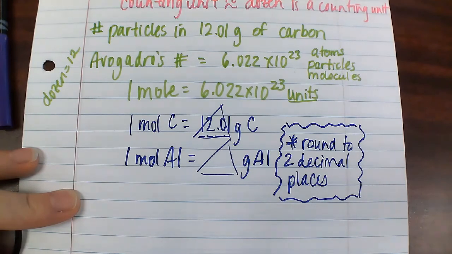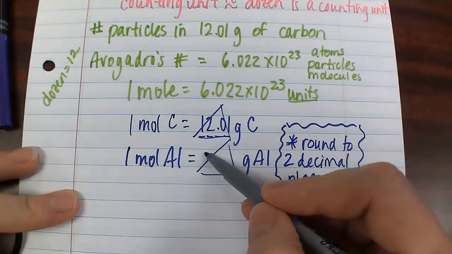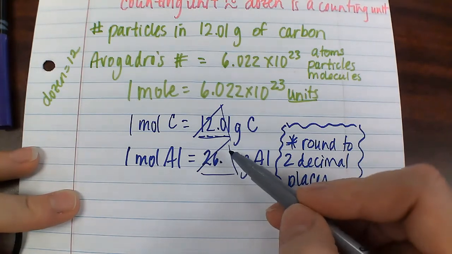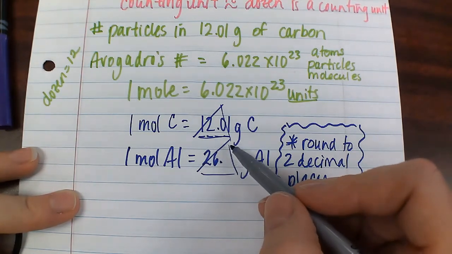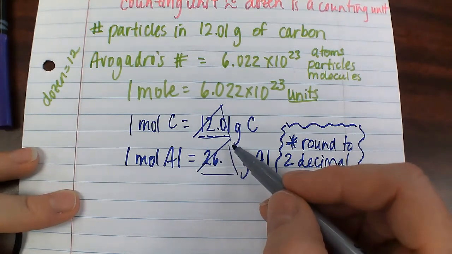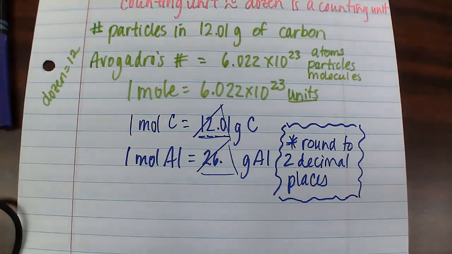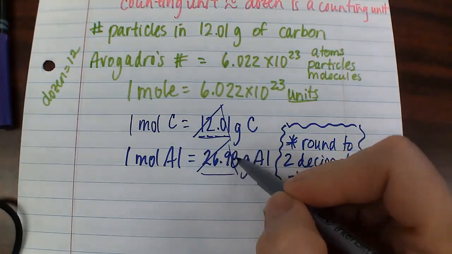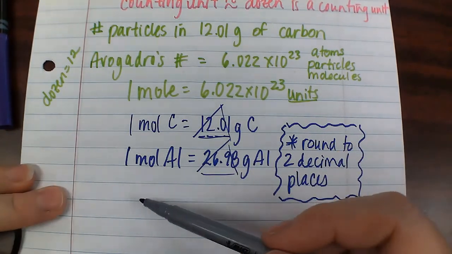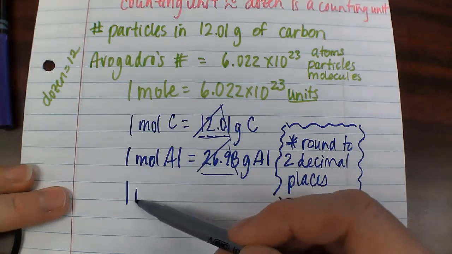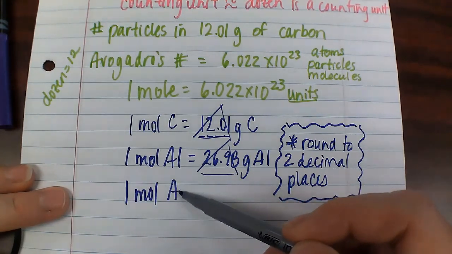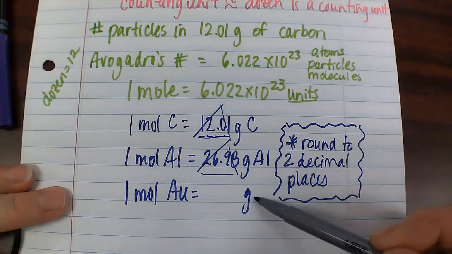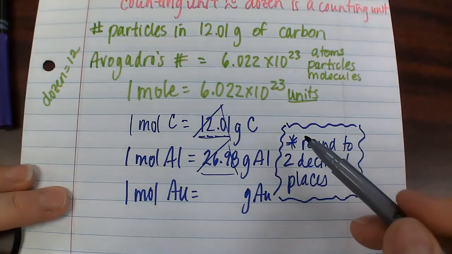All right, Daniel B., what do you got? 26.98. Wait, you got 98? Oh yeah, 98. All right, how about, Diego, I know you had your hand up for aluminum, but how about a mole of gold? You want to take that one?